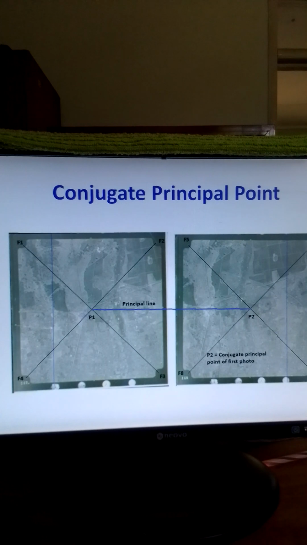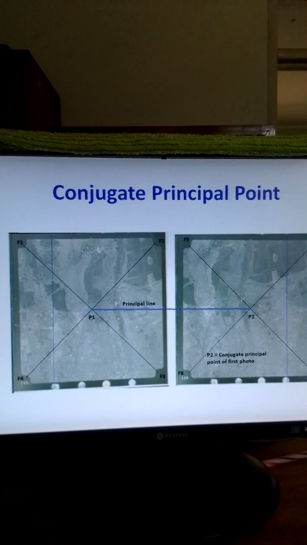Right? So a conjugate principal point is a principal point of an aerial photo that is represented on an adjacent aerial photo. Okay? So this aerial photo has its own principal point, but it has this adjacent photo. So the principal point of this adjacent photo is the conjugate principal point for this aerial photo.